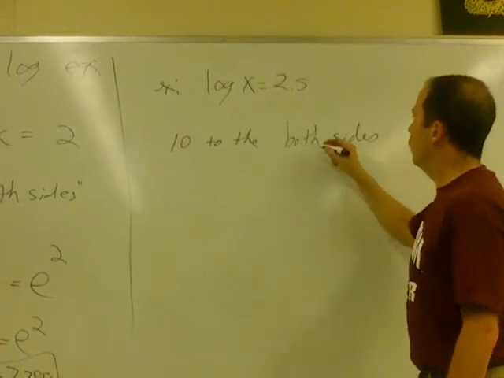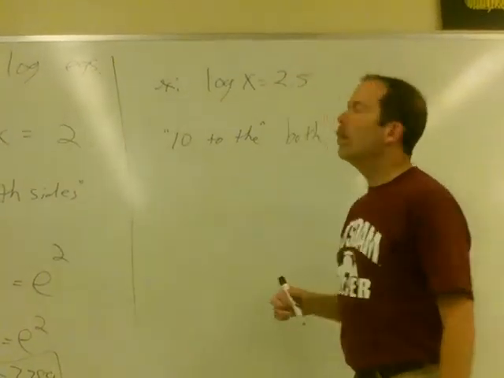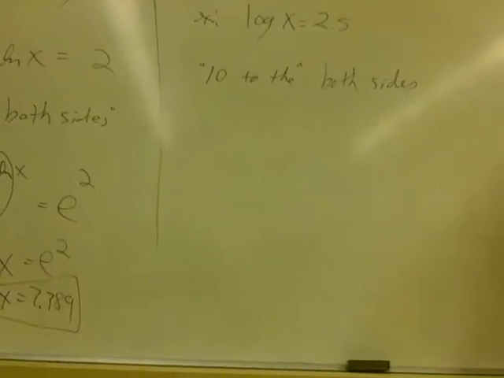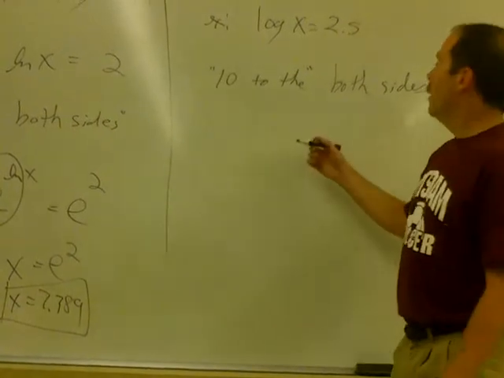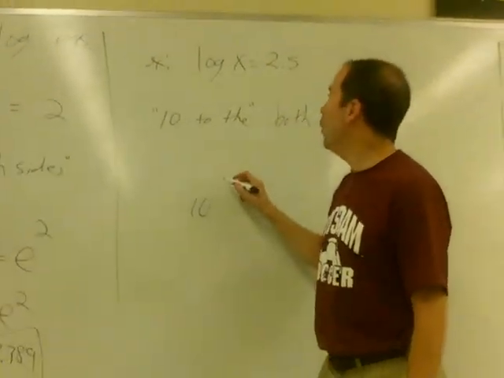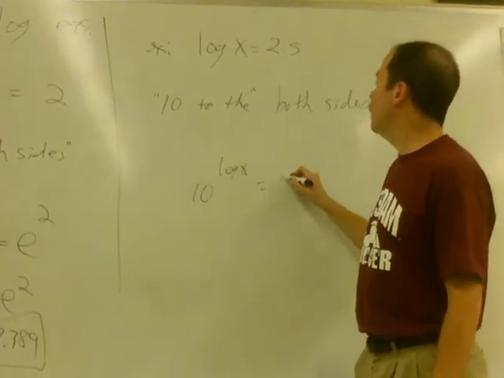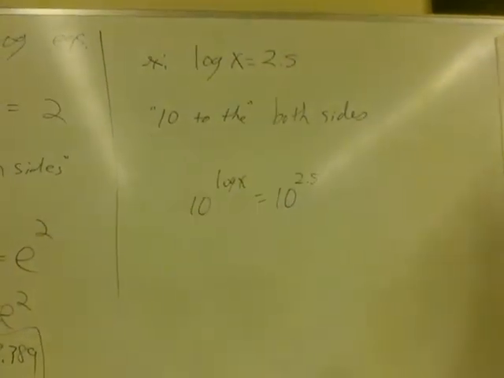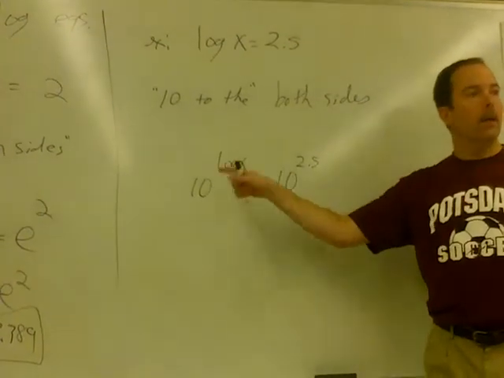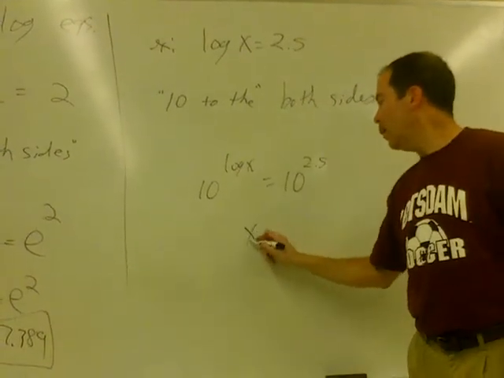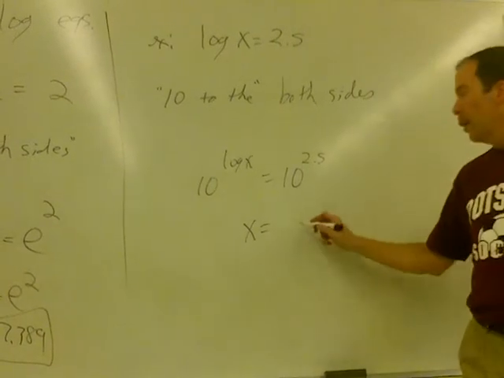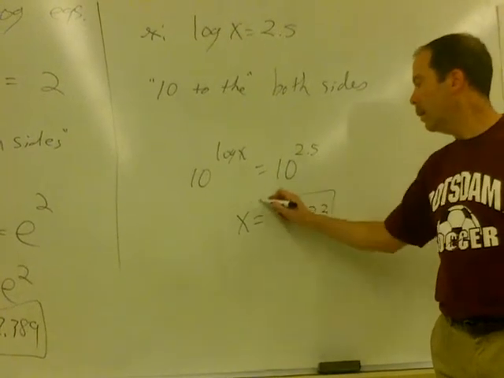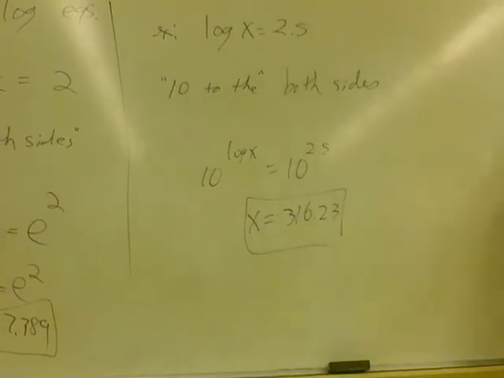So we get 10 to the log x equals 10 to the 2.5. The 10 and the log cancel each other out. So we get x equals 316.23. We did 10 to the 2.5 and we got that answer.